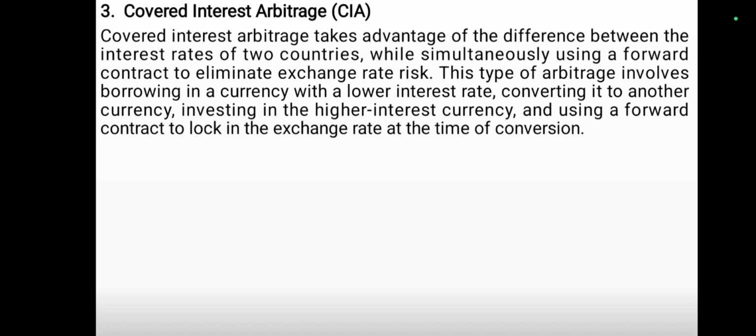In covered interest arbitrage, they take the differential of interest rates of two countries with the help of the forward contract to eliminate the risk. That is what covered interest arbitrage is.